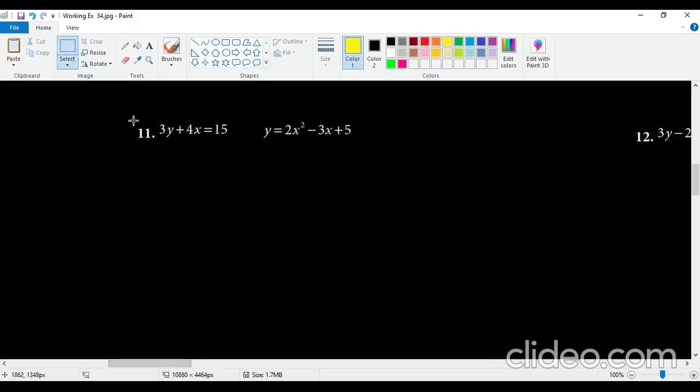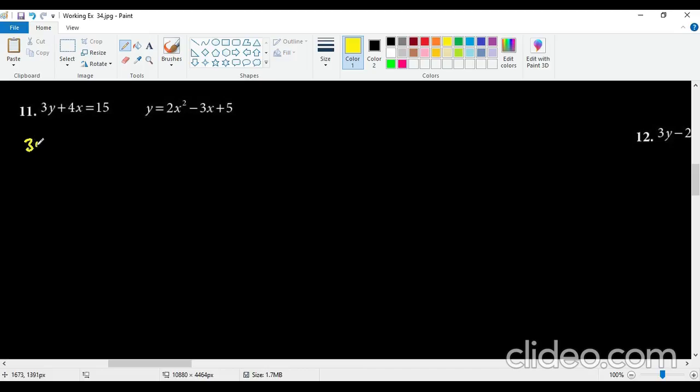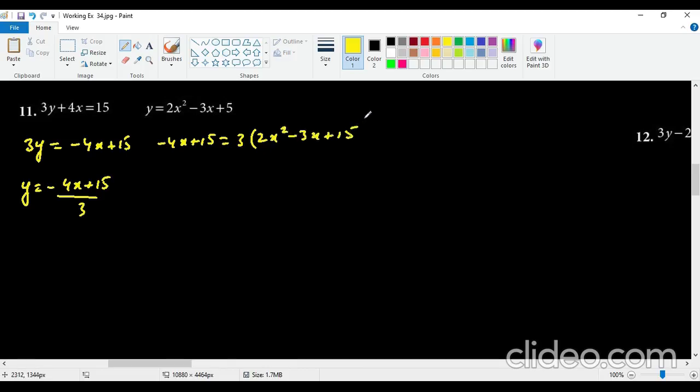When it comes to question number 11, I will bring this a little over here. Okay, in here 3y equals minus 4x plus 15, and y equals minus 4x plus 15 over 3. I will substitute this value in this equation. So this equation is going to give us minus 4x plus 15 equals 3 times 2x squared minus 3x plus 15. So finally it's going to give us minus 4x plus 15 will stay here for now, 6x squared minus 9x plus 45.